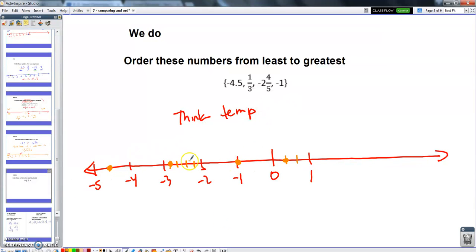And so I can see from least to greatest there, 1, 2, 3, 4. Or negative 4 and a half, then negative 2 and 4/5, then negative 1, then the third. And just like you would think with temperature, right? Cold, little warmer, little warmer, little warmer. All right. So that's how you compare and order negative numbers.